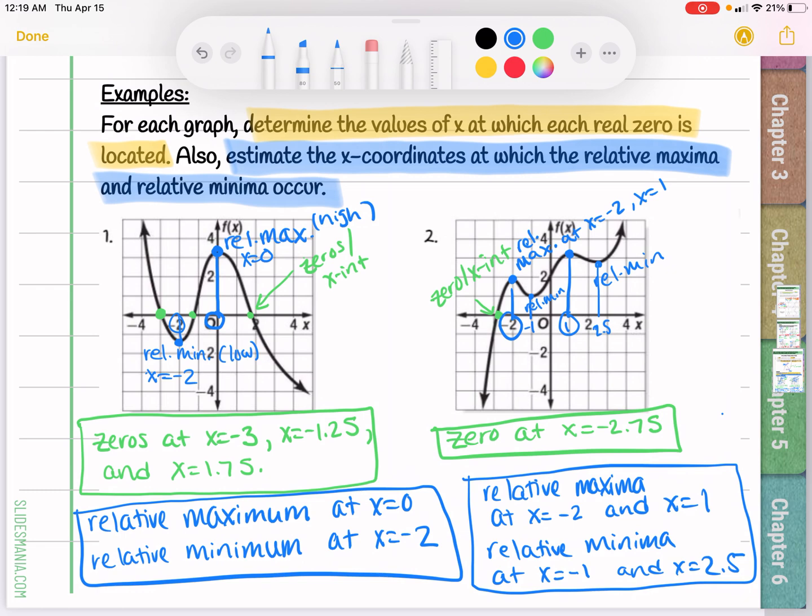So your maximums are your high points. If it's plural, you say maxima. Your minimums are your low points. If it's plural, you say minima. And again, there can be more than one high point or low point on your graph. Here we're just saying the x-coordinates that they occur at.